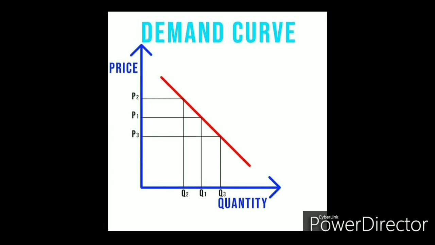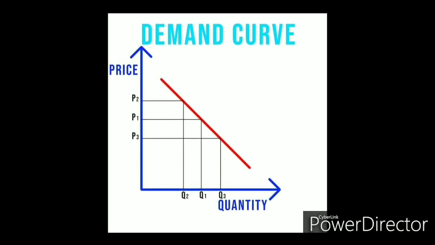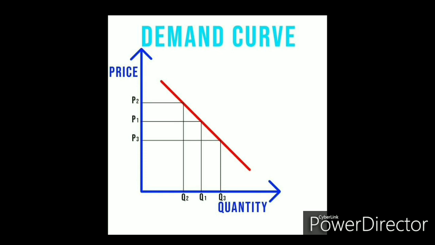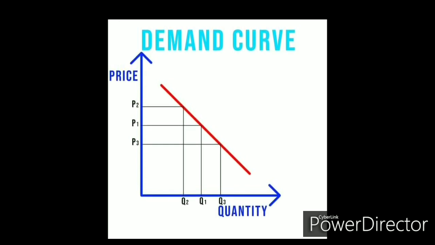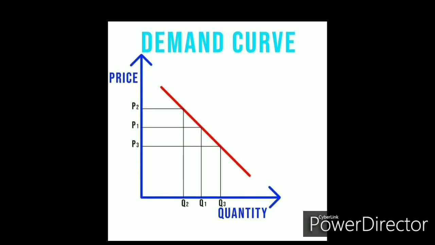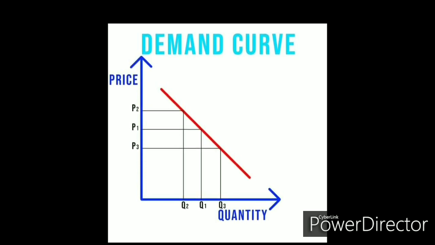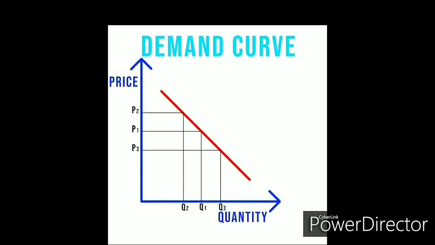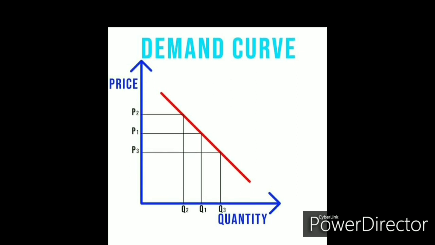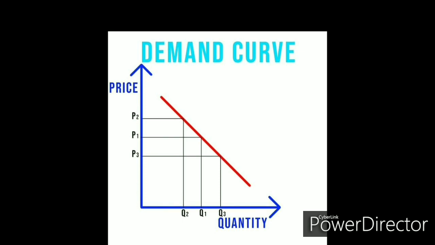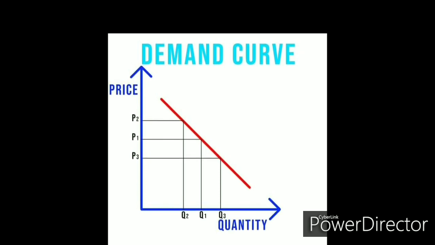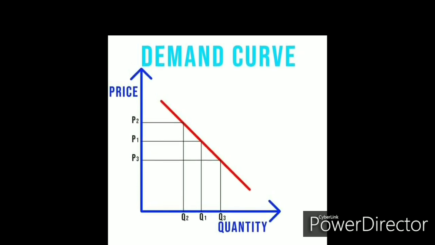Next, if the price decreases from P1 to P3, the curve says that the quantity of goods demanded increases from Q1 to Q3. More quantity is demanded by the people. This is an ideal curve to explain the law of demand. We state that the quantity purchased varies inversely with price.